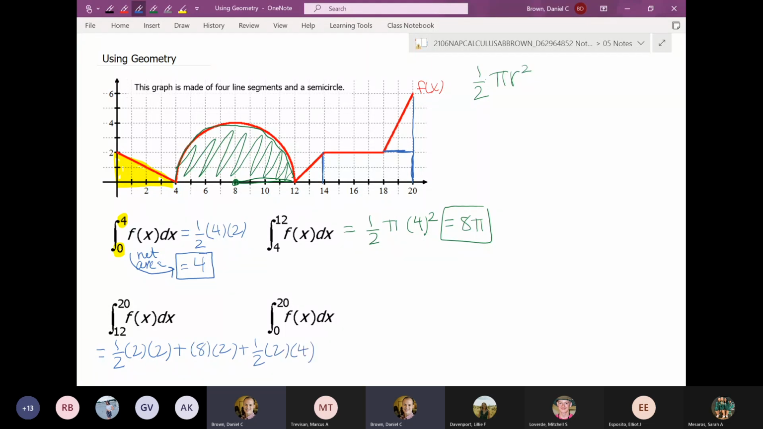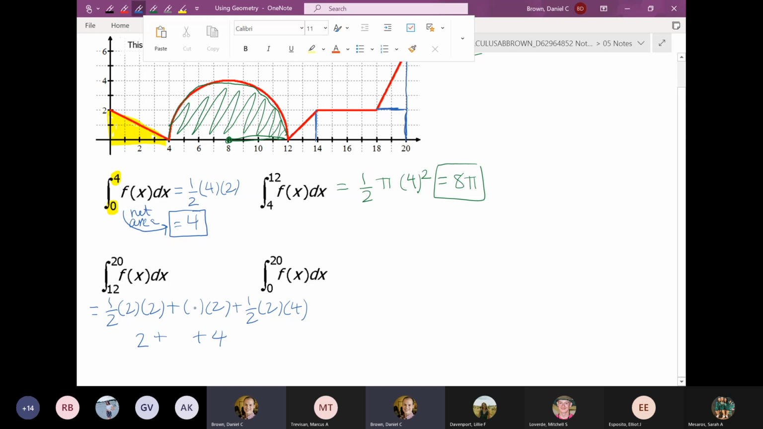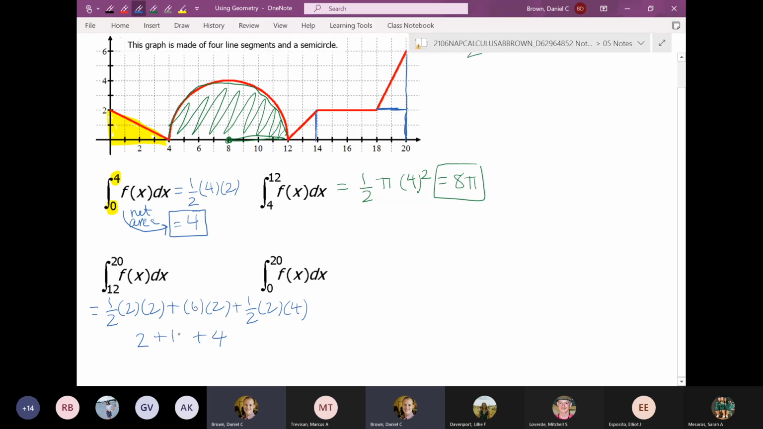I'm going to simplify it just to make my math a little bit easier for that last problem. And we do see we have 2 plus the 16, but that's not right because I can't count. That rectangle doesn't have a base of 8. It has a base of 6. So now that I've counted, we have 2 plus 12, which is 14 plus 4. The net area is 18, so that definite integral is also 18.